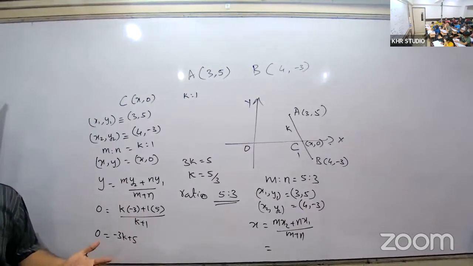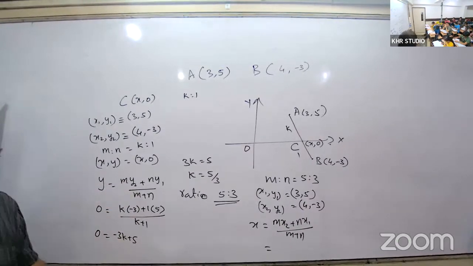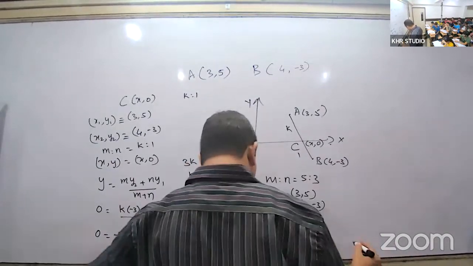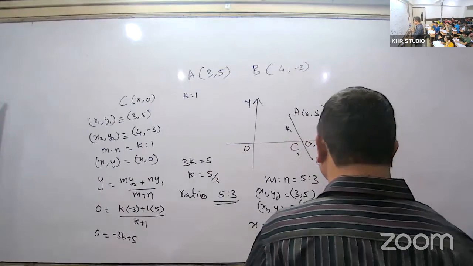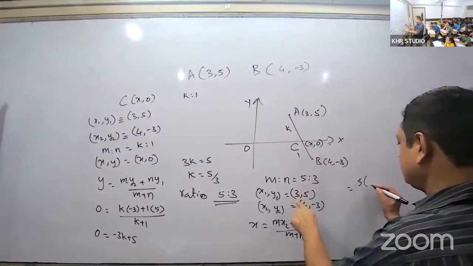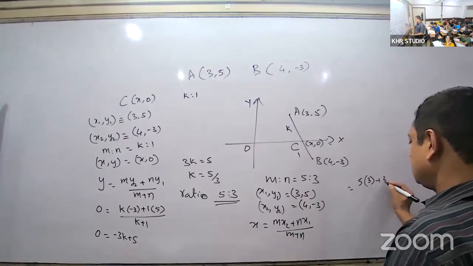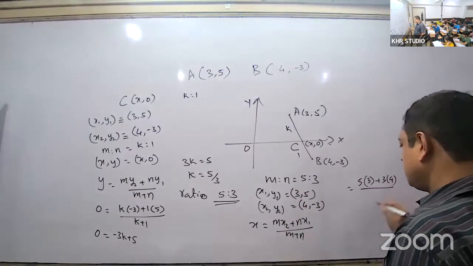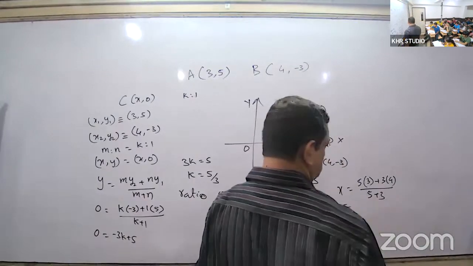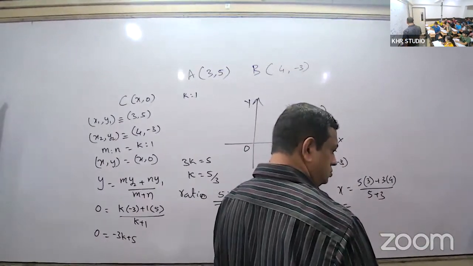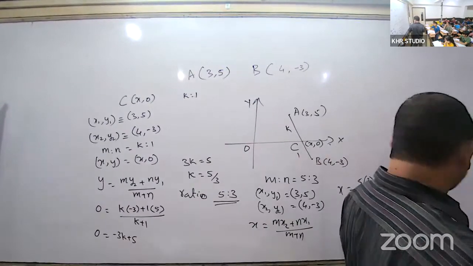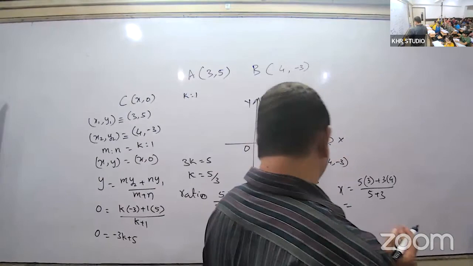Understood or not? Okay. Then substitute. Here you got what? The answer you get is 3 by 8. So the value is coming up. M is equal to 5 times x2 plus 3 times 4 divided by 5 plus 5 plus 3. 29 by 8. How many of you got 29 upon 8?